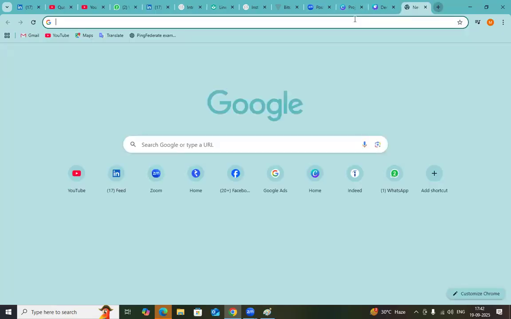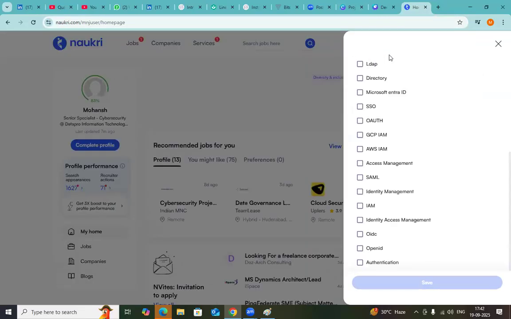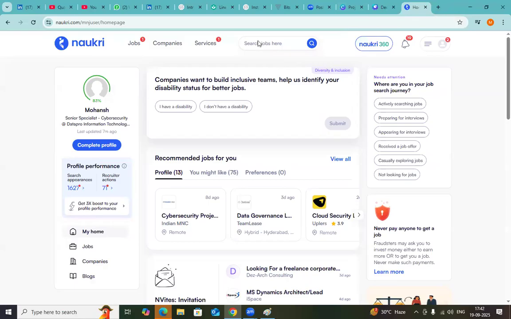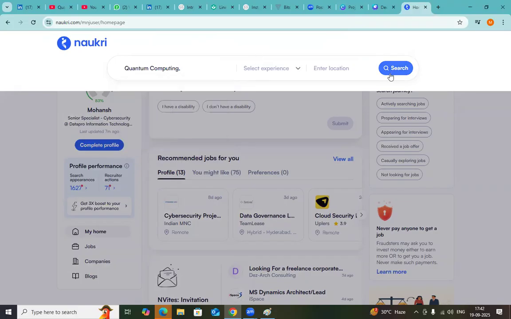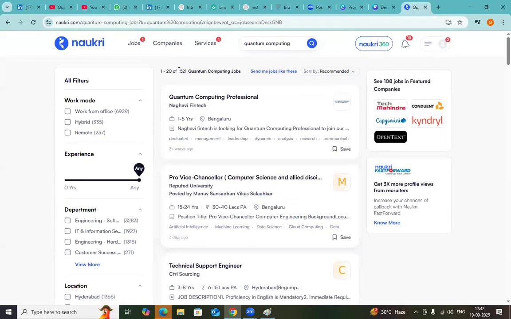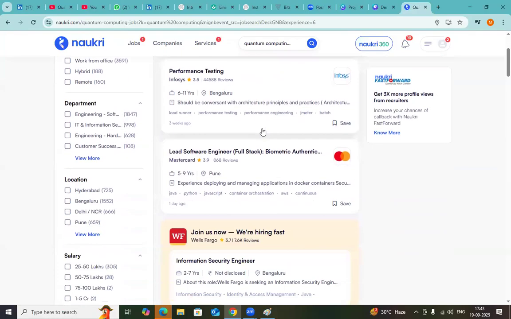One more, I will search on Naukri also for your sake. Open Naukri. Even on Naukri we have a lot of job opportunities for quantum computing. Search for quantum computing. I don't pick any experience or any location, just search for quantum computing. You can see a huge number of job openings. Oh my God, 7,520. Even if I keep the experience at 0 to 5 years, you will still have a lot of job opportunities available for quantum computing.